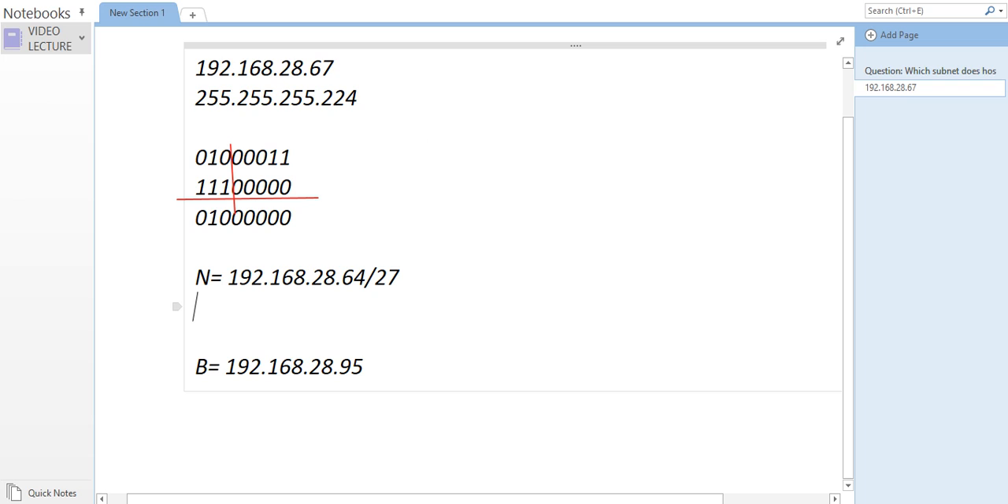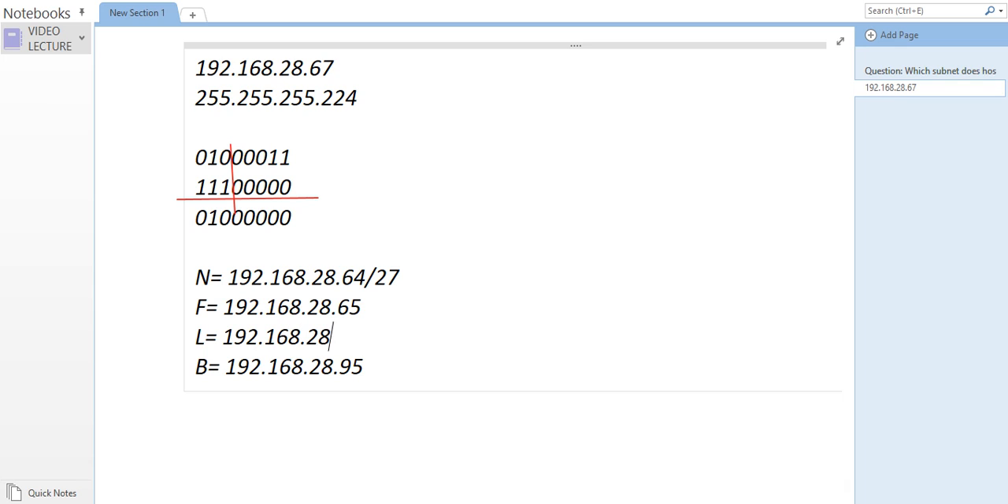So the valid host range they're asking is, what is the first IP address and what is the last IP address? So 192.168.28.65, and the last valid IP address is, see, we're going back to what we were doing before. Not 102 but 192. Sorry about that. And here also is 192.168.28.94. So your answer is here. That is your valid host range.